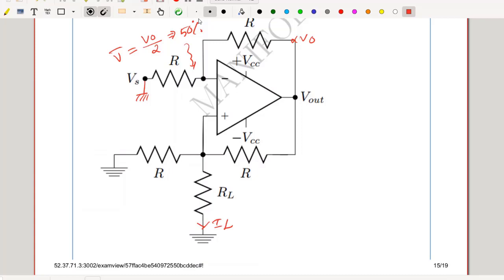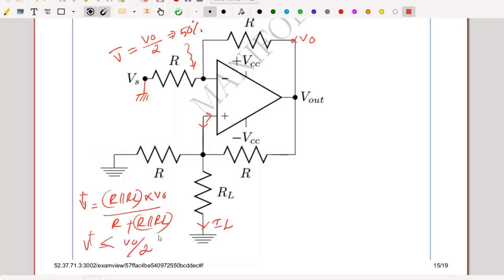At the positive input side, I am having R in parallel with R in series with R. There is no current flowing into the input side of the Opamp. So V plus is equal to R parallel RL multiplied by V out divided by R plus R parallel RL. So V plus will always be less than V out by 2. Hence negative feedback is dominant in the circuit. Hence V plus equal to V minus is valid.